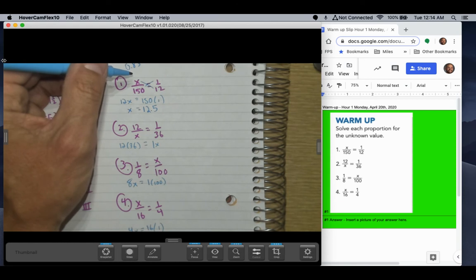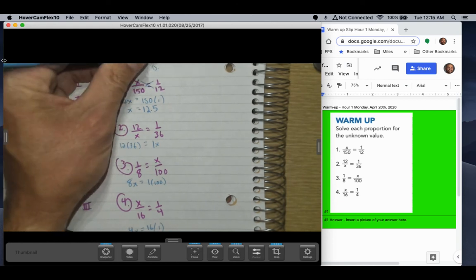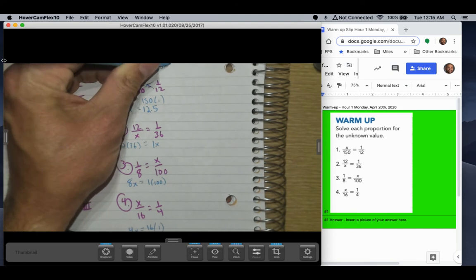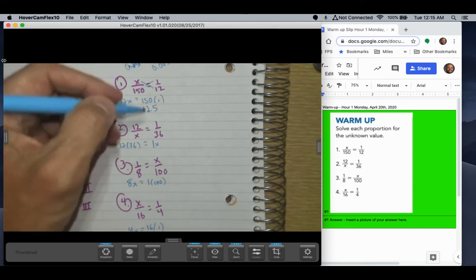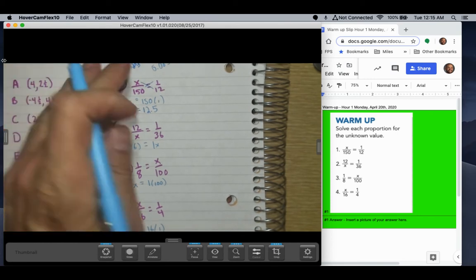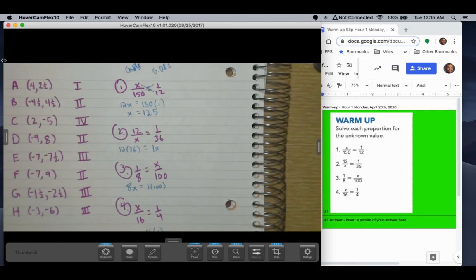If I took 1 divided by 12, I also get 0.083 repeated. Okay, I can convert the fraction into a decimal and they'd be equivalent decimals because they're proportional to each other, which means they're equal to each other.